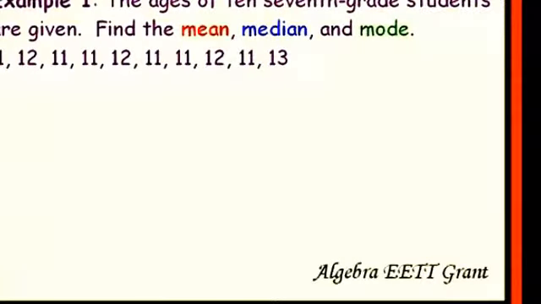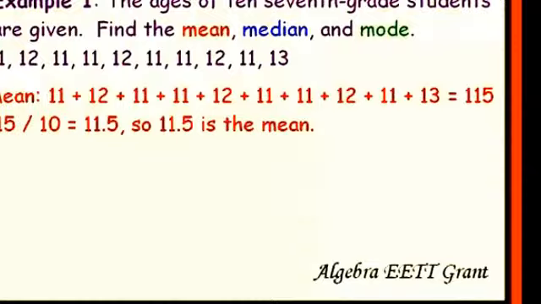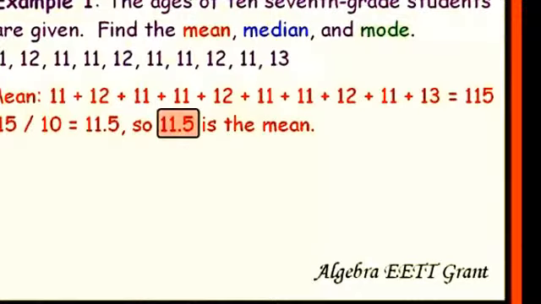Well, the mean is the average. So you add them all together. It really doesn't matter what order they're in. So I add them together, I get 115. Divide by how many there are, and we said there's 10 7th graders, so we divide by 10, and we're going to get that average, which is 11.5.